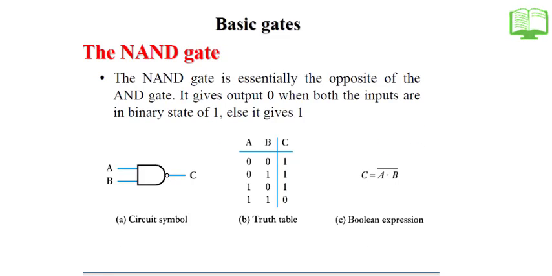The NAND gate is the opposite of the AND gate. So we just take the AND gate and invert it, and we get the NAND gate, and its symbol looks like that, with a small circle there, and the table will just be the opposite of the AND gate, and its expression will just be like that.